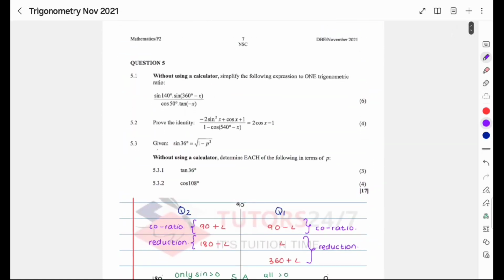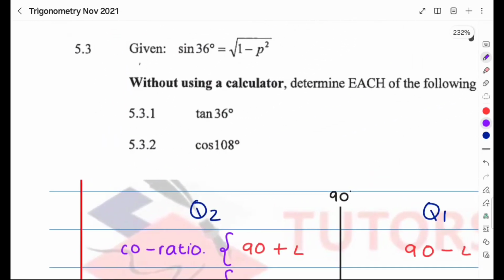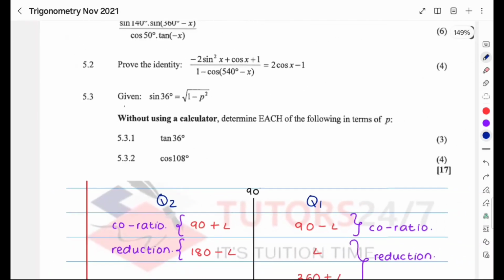Now question 5.3.2 states we need to, without using a calculator, find out what is cos of 108 equal to. Now, as you can see, 108 is bigger than 90 degrees. So we need to reduce this. We need to make it less than 90 degrees.